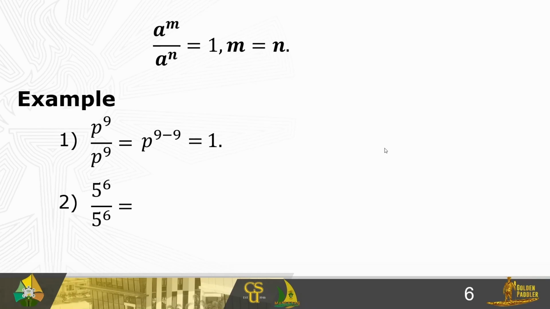Another example, 5 to the power of 6 over 5 to the power of 6 is just equal to 5 to the power of 6 minus 6, which is equal to 1.